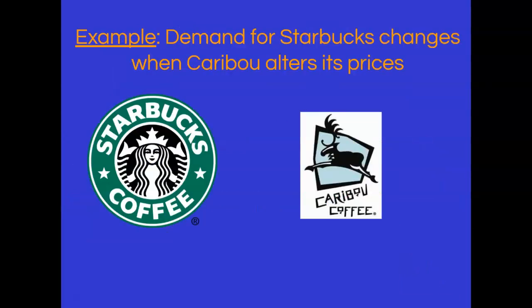And let's look at the example here. So if you have Starbucks or Caribou, demand for one or the other will shift as they shift their prices. So let's say Caribou decides they're going to charge less than Starbucks for their coffee. The whole demand curve for Caribou is going to shift to the right, and people are going to want to go to Caribou because they're going to get really good coffee just like they would at Starbucks, but they're going to get it for less money. So that curve is going to shift to the right. At Starbucks, the demand for that will go down and it will shift to the left.